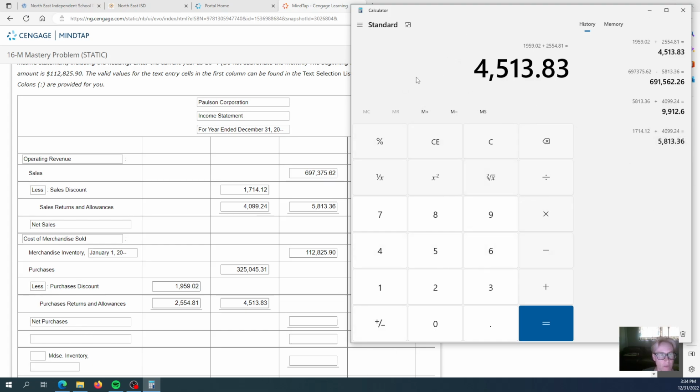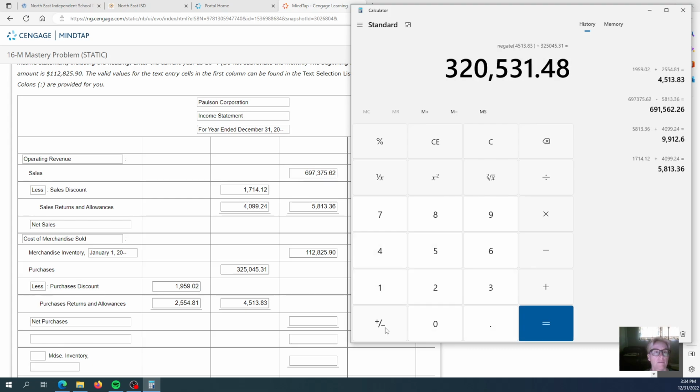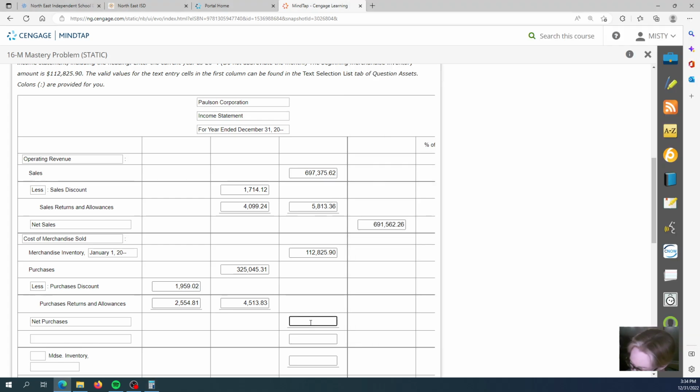So we have this one. I'm going to go ahead and change that to a minus sign, plus our 325,045.31. Okay, that leaves us with net purchases of 320,531.48. Ta-da! Okay, what now? We have our net purchases.